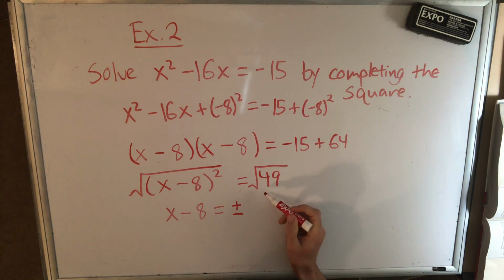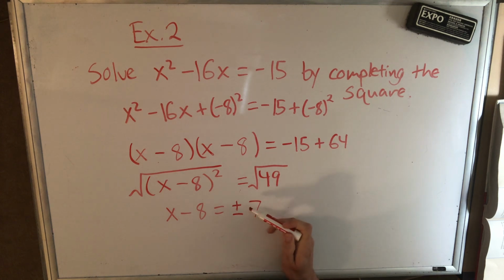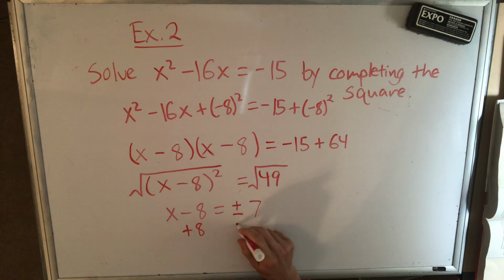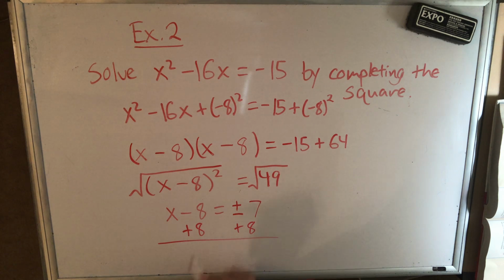Because really there's 2 answers anytime you take a square root. So it's going to be plus or minus 7 because not only does positive 7 multiplied by itself equal 49, but negative 7 multiplied by itself equals 49 because a negative times a negative is also positive. And then add 8 to both sides. So we get x equals 8 plus or minus 7. I just rearranged the terms to look a little bit better.